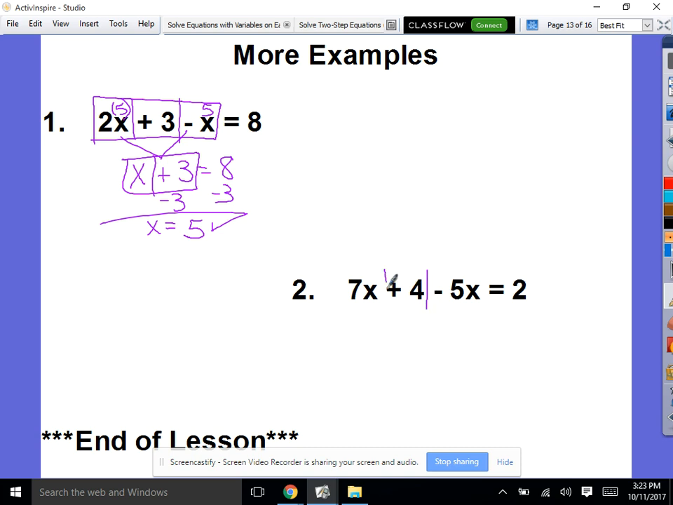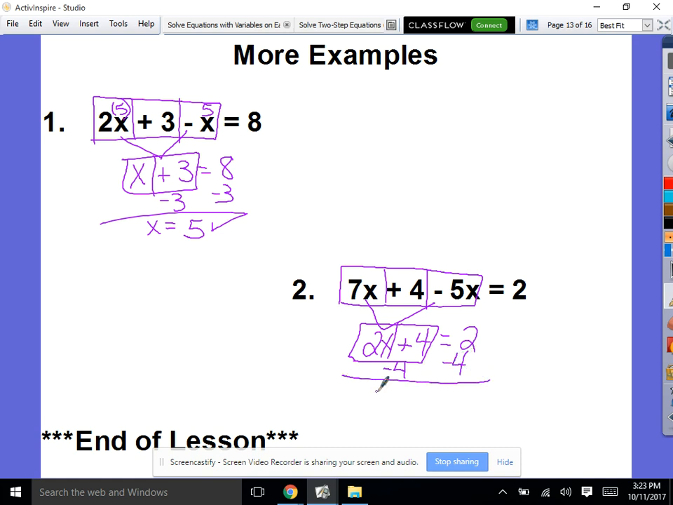Draw the line in front of the sign. All right, so we actually have two variable terms. So 7x minus 5x is 2x plus 4 equals 2. Box in your terms. We're going to subtract 4 from each side. That leaves us with 2x equals negative 2. Divide by 2. X equals negative 1.